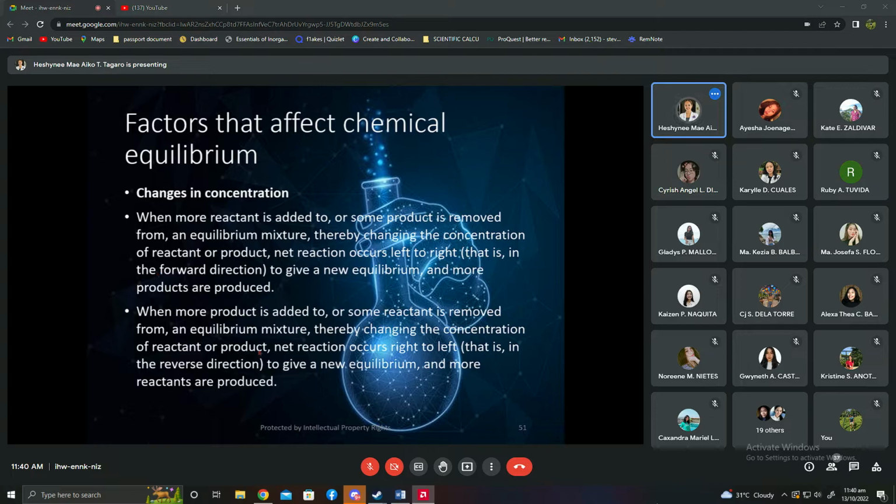Okay, next. We will deal with the opposite. If a product is added or a reactant is removed, it is the reverse. The reaction will proceed from right to left, in the reverse direction. So we need to convert the products into reactants to counteract the removal of the reactant or the addition of a product.